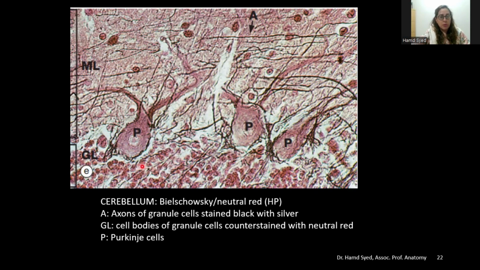Let's look at the deepest layer of the gray cortex. That is the granule cell layer, which has these densely packed small-sized neurons with scanty cytoplasm. These are the granule cells. Whereas the most superficial one, the molecular layer, has a few neurons, but mostly it contains unmyelinated nerve fibers.